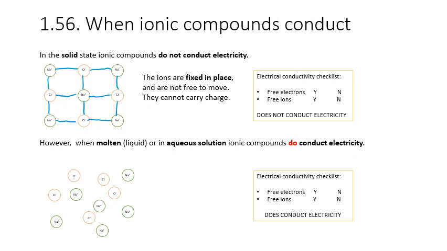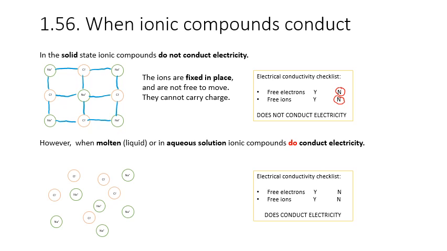Likewise, we covered this when we did ionic bonding, but again I'll go over it here. Ionic compounds don't conduct electricity when they're solid. This is because they form a fixed lattice, and therefore the ions in the lattice are not free to move. If they can't move, we can't conduct electricity. There are also no delocalized electrons. So we can use our electrical conductivity checklist and see that it, of course, does not conduct electricity.